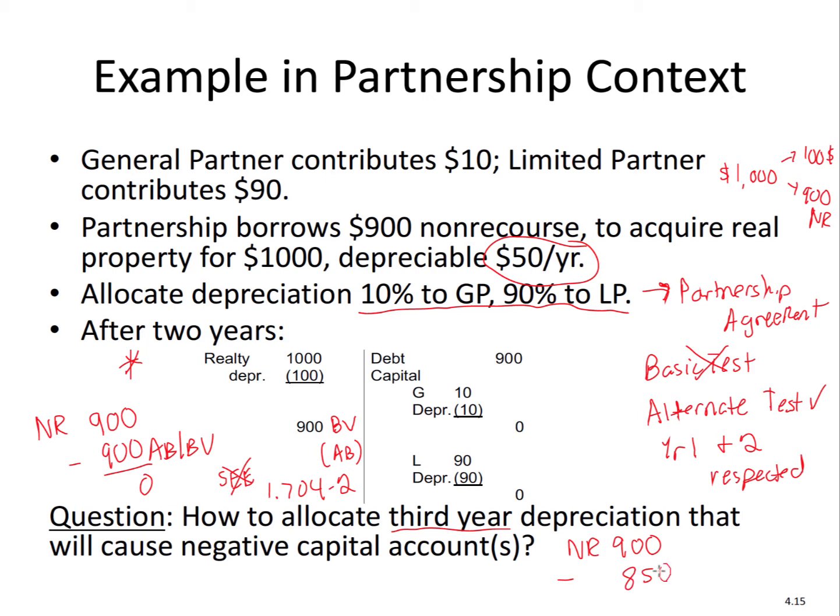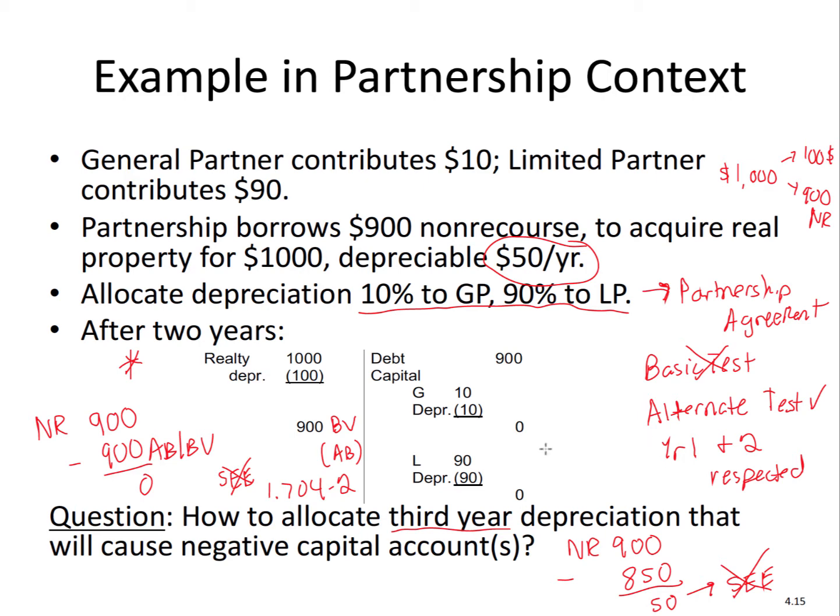So now we have a positive 50. Guess what? This 50, you can't do substantial economic effect. So the question becomes, how do we allocate this 50? Are we going to use the same rule we did for the other? Do we need to use something else? That's what this discussion is about. That's really what this discussion is about.